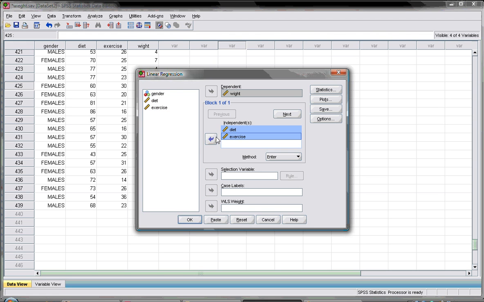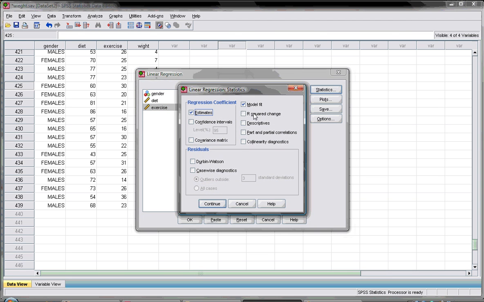Now, for the method of entry, SPSS can enter all of them together at once, or one variable followed by another variable to form your prediction formula, or enter all of them then remove them one by one, or by blocks, or what we call hierarchical if you have a theory beforehand. Now we are going to enter them all together. For the statistics, you are going to check the descriptive, model fit, and you are going to estimate the regression coefficient.